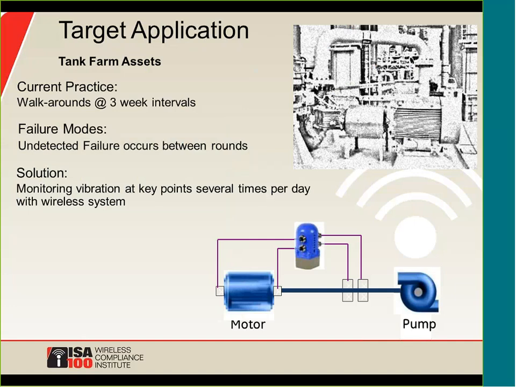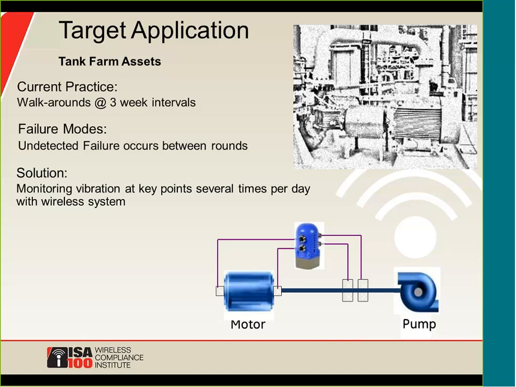Some examples for wireless that we can relate to: a tank farm where data was captured at 3-week intervals for the pumps and the motors driving those pumps. And the problem with that is the motors or the pumps could fail more rapidly than every 3 or 4 weeks.